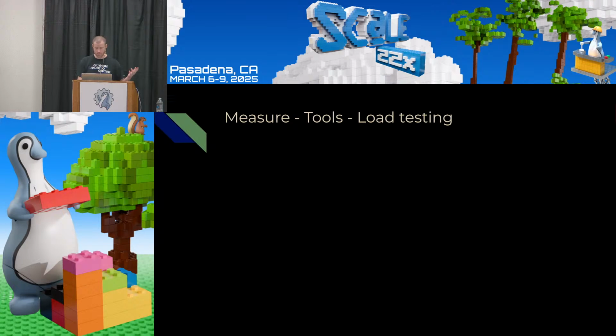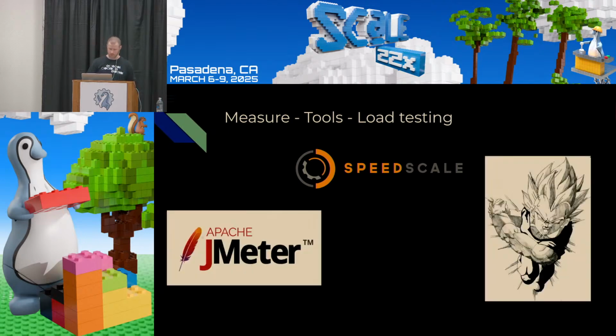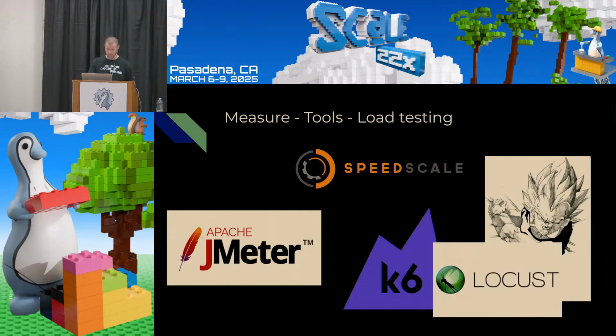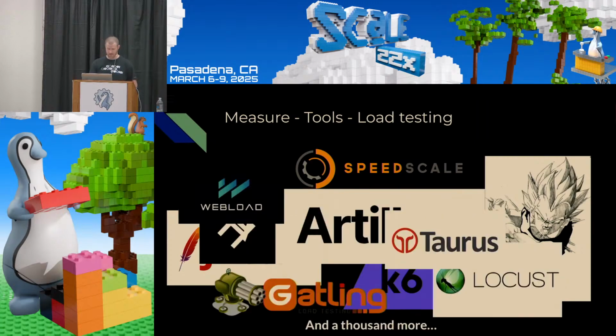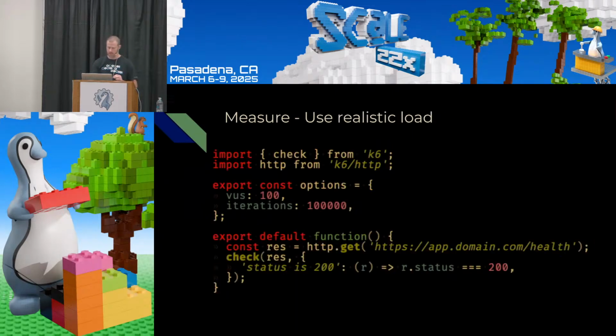In the measuring tools, we have load testing tools. So SpeedScale makes a load testing tool. That's me. But also there's JMeter and there's Vegeta, and you can use K6. And there's actually like a ton of these, probably because it's easy to write a basic load generator. You're just sending requests at your service. But the important part is to use realistic load.